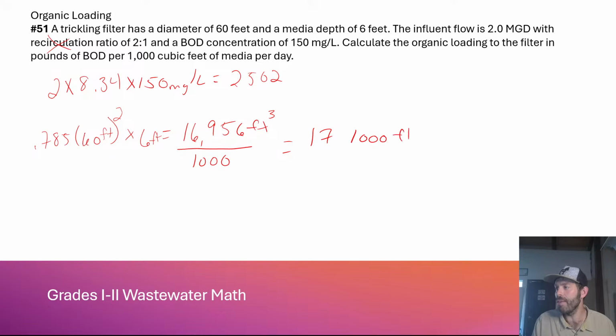If you were to do the difference between the calculation between 17 and 16.956, it's negligible. You'll be close enough to the correct answer. So I'm just going to drop 2,502 on the top of this, 2,502 pounds BOD.